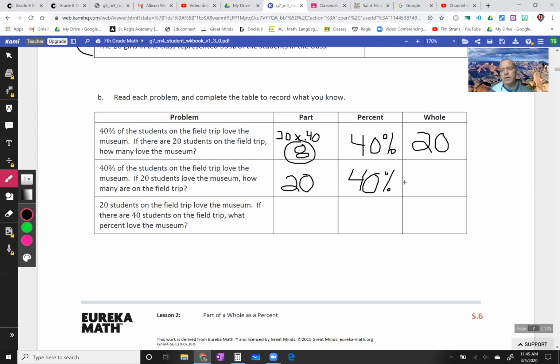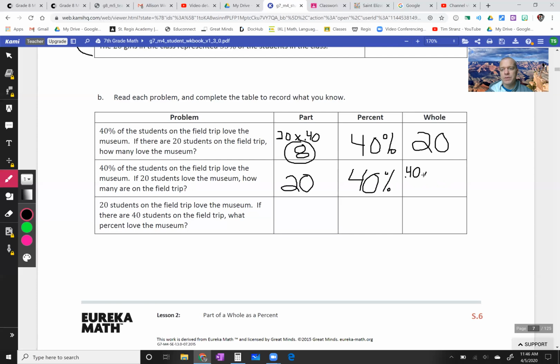Now we need to find out how many total people there are. To do this one, I'm going to erase that question mark to give me more room to answer the question. Let's look at it. 40% of the students love the museum. If 20 students love the museum, how many total are there? We don't know the number of total students. So we're going to do 0.40. Got my decimal.